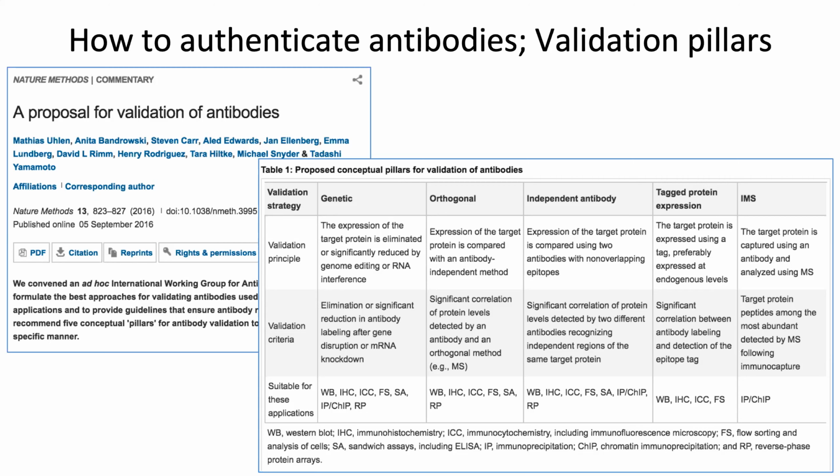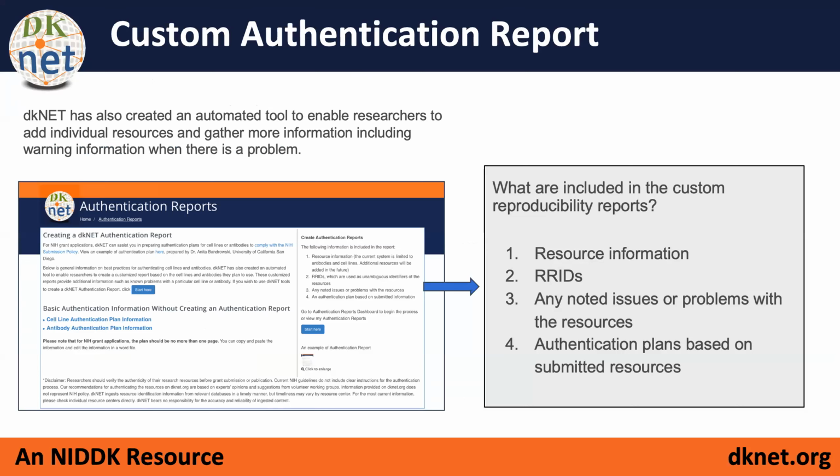We point back to these original publications, but we provide an information resource around the authentication of antibodies and cell lines. But in addition to that, we also provide the ability to create these authentication reports around the resources that a researcher is planning to use. So a researcher can come to the site, can collect the information about the resources that they're planning to use, and also get information about means of authentication for those resources, and then links to the primary publications that describe those methods.